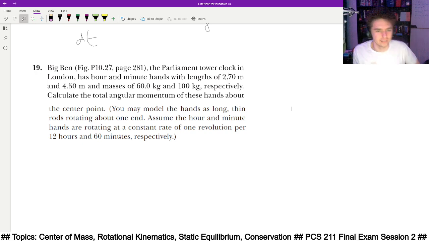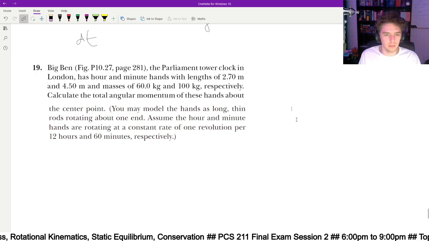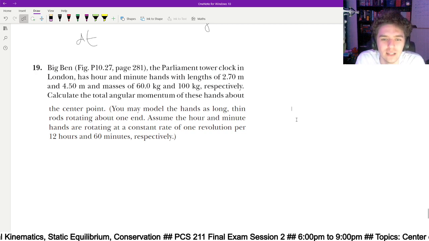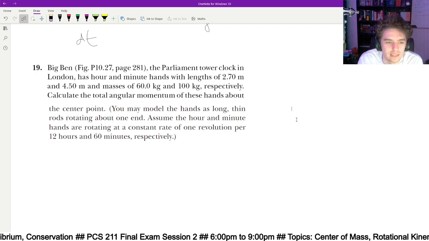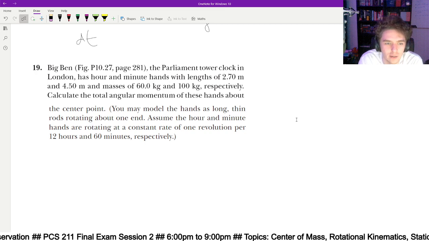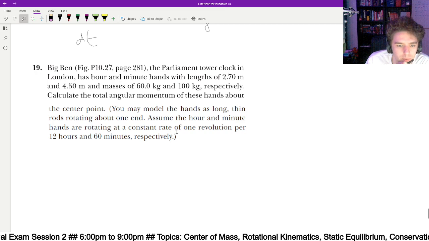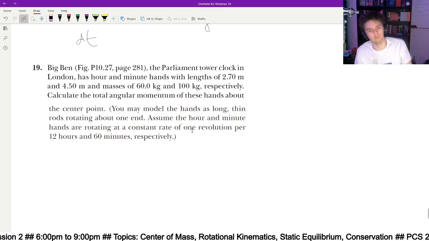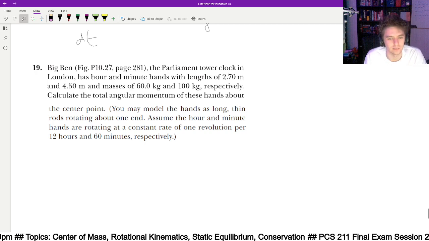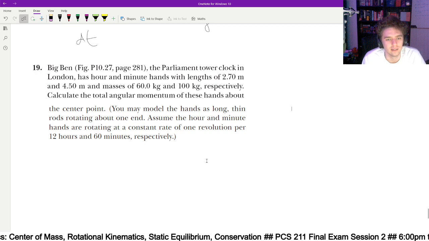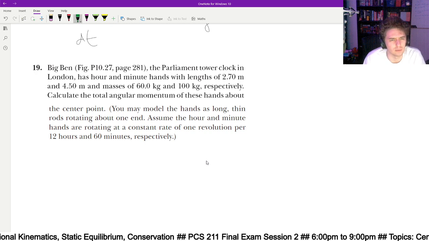Okay, we're good. So, number 19. Big Ben, again with the picture. The Parliament Clock Tower in London has an hour and minute hand with those lengths and those masses. Calculate the total angular momentum of these hands about the center point. So long, thin, rotating rods about one end. Assume the hour and minute hands are rotating at a constant rate of 1 revolution per 12 hours and 60 minutes respectively. So calculate the total angular momentum, I guess the angular momentums put together.